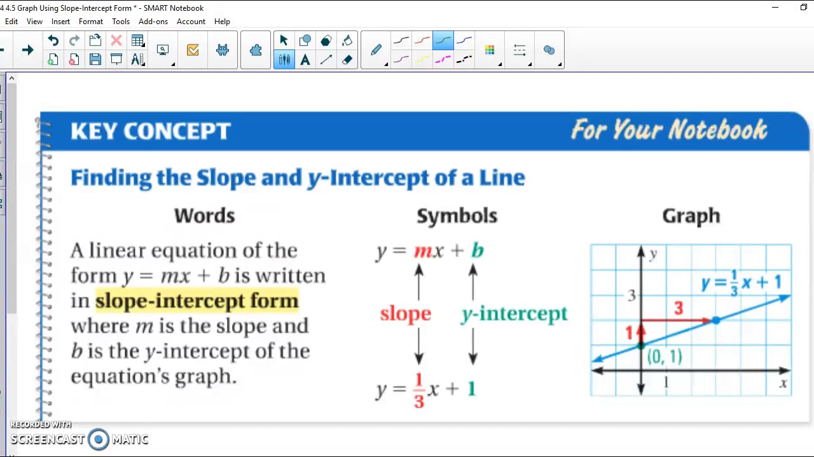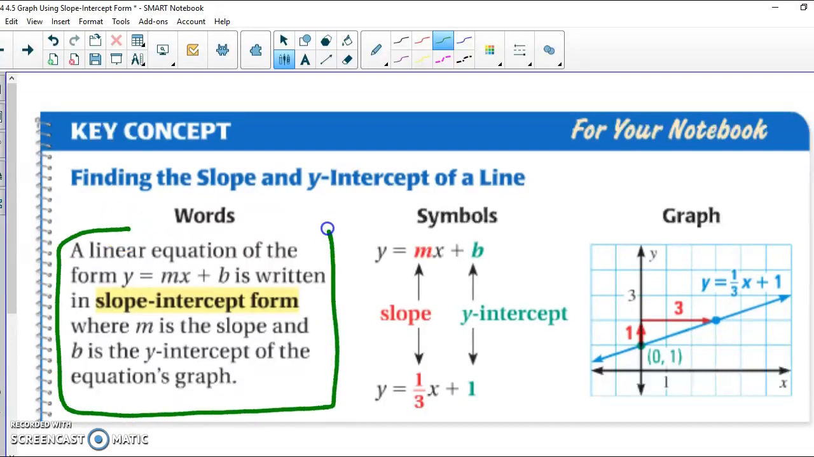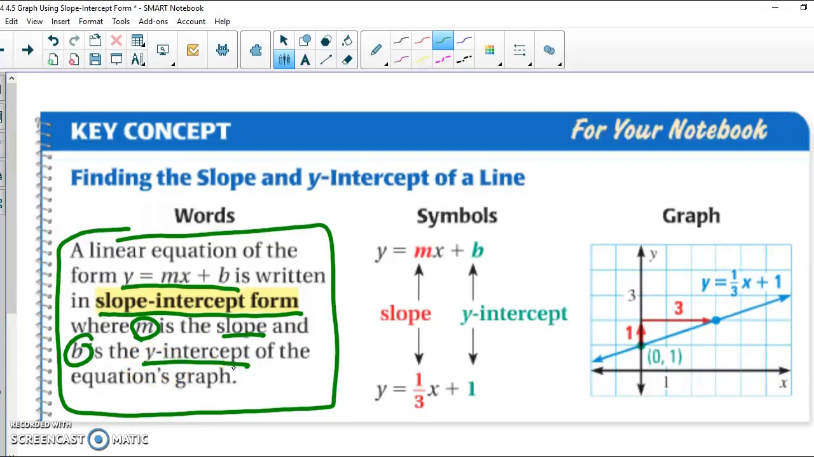So on your note sheet, you have some blanks to fill in, and that's going to come from this box here. So we are looking at slope-intercept form. A linear equation of the form y equals mx plus b, that's your first blank, is written in slope-intercept form when m is the slope and b is the y-intercept of the equation's graph.